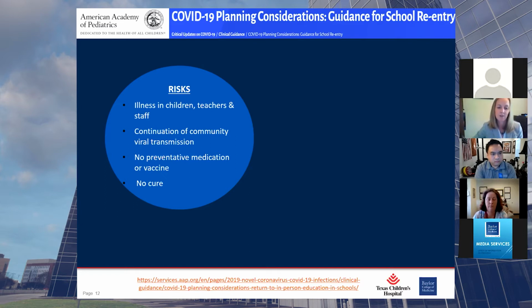Anytime you have a group of individuals and there's viral transmission, it's then putting the community at risk and perpetuating the transmission within the community. So it has to be thought about in the context of the greater community good as well. And it also needs to be thought of in terms of what we do if individuals do become sick. In this particular case, in comparison to something like influenza, we don't have preventative medications, we don't currently have a vaccine, and there's currently no cure for this infection.